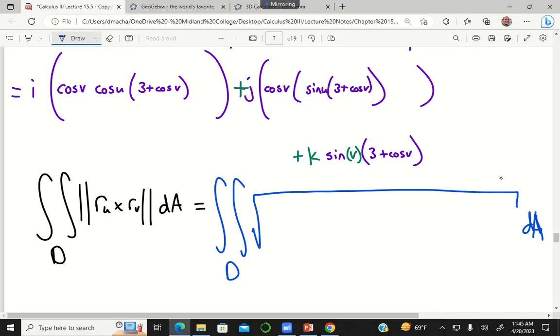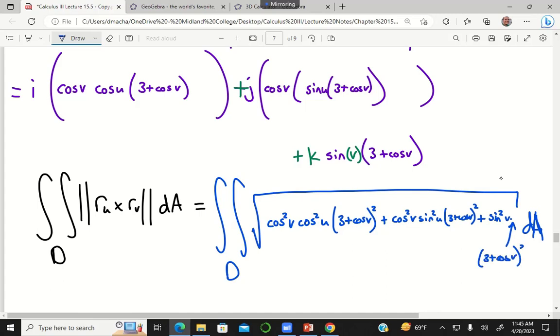So I'm going to get cosine squared v, cosine squared u times (3 plus cosine v) squared, plus cosine squared v, sine squared u times (3 plus cosine v) all squared. Finally, plus sine squared v times, I ran out of room, but this is going to be times (3 plus cosine v) all squared.